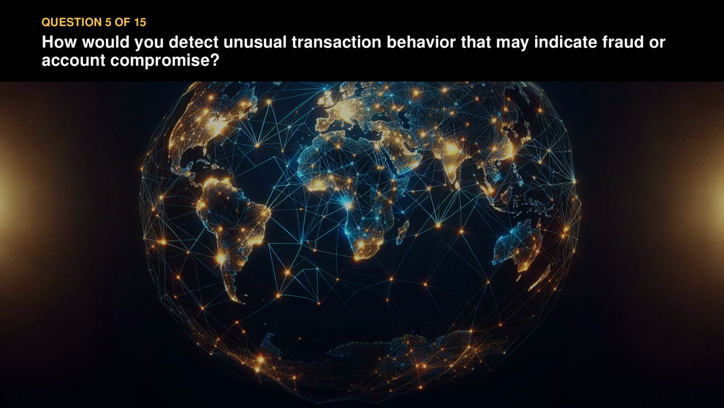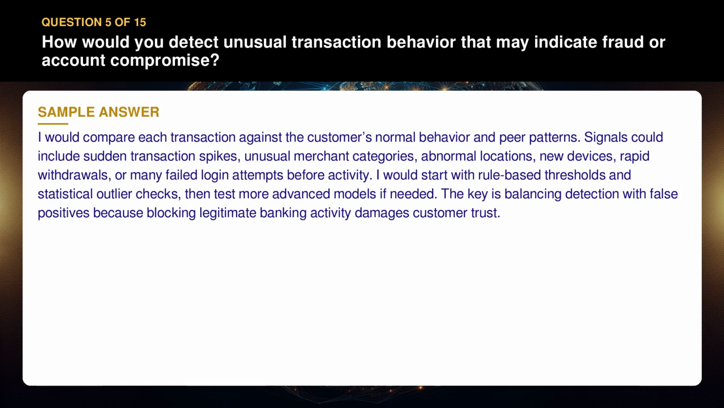How would you detect unusual transaction behavior that may indicate fraud or account compromise? I would compare each transaction against the customer's normal behavior and peer patterns. Signals could include sudden transaction spikes, unusual merchant categories, abnormal locations, new devices, rapid withdrawals, or many failed login attempts before activity. I would start with rule-based thresholds and statistical outlier checks, then test more advanced models if needed. The key is balancing detection with false positives, because blocking legitimate banking activity damages customer trust.